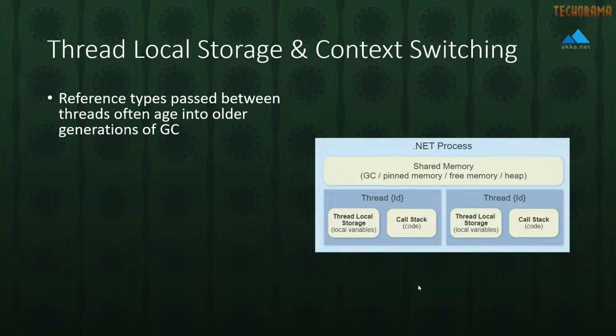But the idea is that reference types passed between threads typically age into older generations of garbage collection. So if I have an object that was previously used on this thread and is now used on this thread, that object's going to get rooted in multiple places. If it's rooted by a thread that's not currently executing, then we can't garbage collect it right now, and therefore it's probably going to age into those older and more expensive forms of garbage collection. That's one way in which context switching drives up some costs.